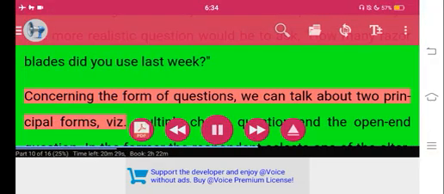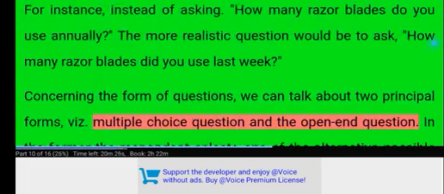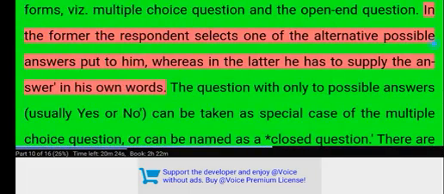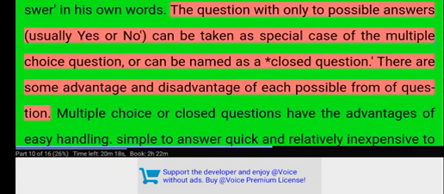Concerning the form of questions, we can talk about two principal forms, viz., the multiple choice question and the open-end question. In the former, the respondent selects one of the alternative possible answers put to him, whereas in the latter he has to supply the answer in his own words. The question with only two possible answers, usually yes or no, can be taken as a special case of the multiple choice question, or can be named as a closed question.